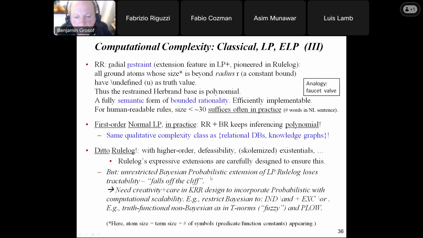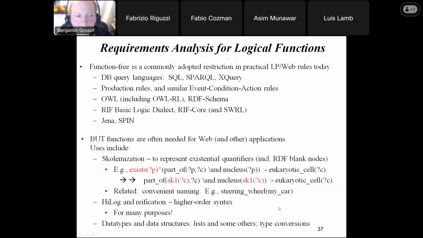But you fall off the cliff of tractability if you put in unrestricted Bayesian probabilistic. So therefore, one needs creativity and care in the design of KRR to incorporate probabilistic with computational scalability. There are some approaches to date that do this. There's also non-Bayesian approaches, particularly T-norms, the so-called truth functional combinations as the semantics for and, or, and that is a way to address this.